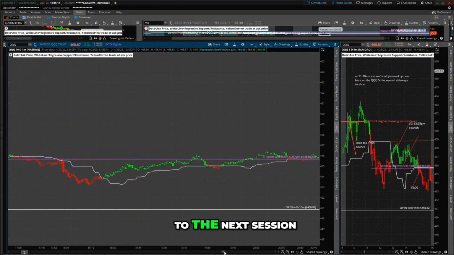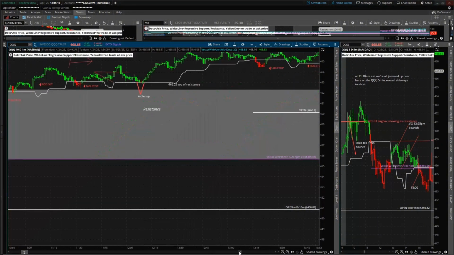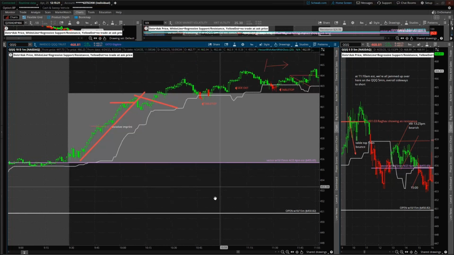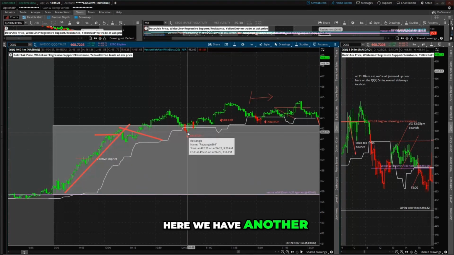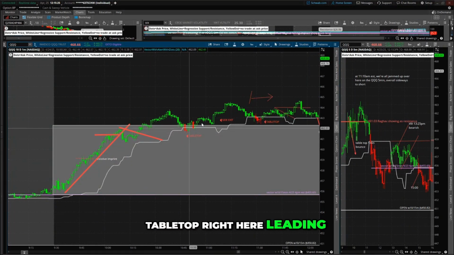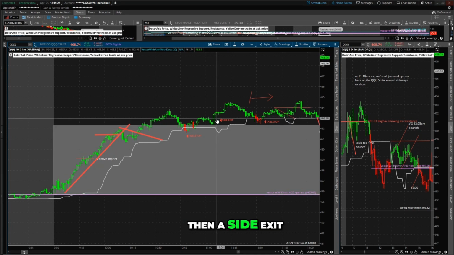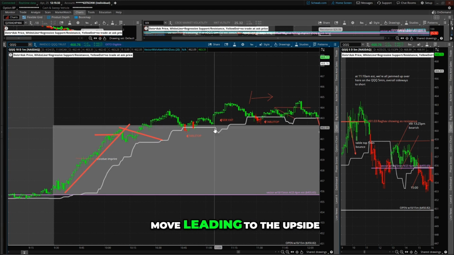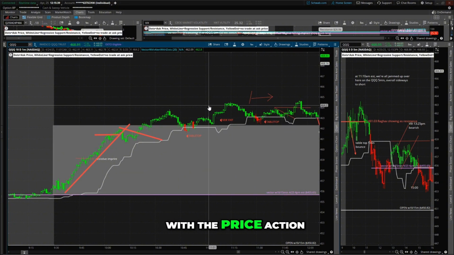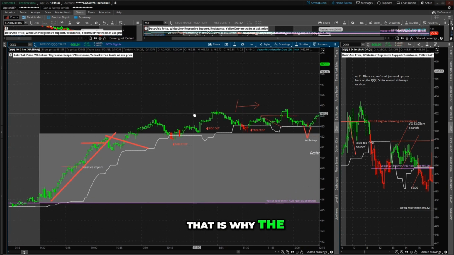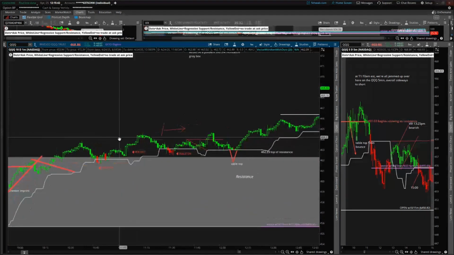Next up, I'm going to move to the next session. Here we have another tabletop right here leading to the upside move, then a side exit. Now, as I said, with the side exit, I've noticed that we do see a volatile move leading to the upside. I don't know, this is some sort of a pattern that repeats with the price action. That is why the vector is pretty much useful.